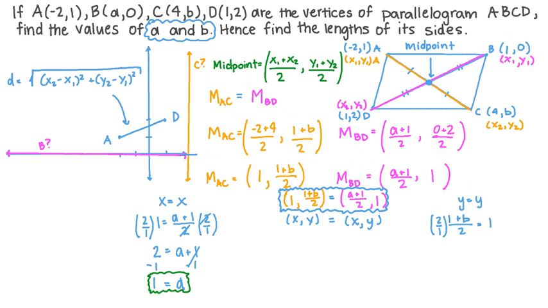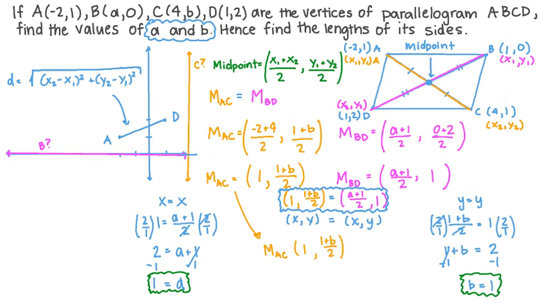Now for the y-coordinates, again, we need to get rid of the 2 in the denominator, so we multiply by 2 over 1 on the left side and the right side. On the left, the 2's cancel out. We're left with 1 plus b. On the right, we have 1 times 2 equals 2. From there, we subtract 1 from both sides of the equation, and we find that b equals 2 minus 1. b equals 1. Our second missing value is also 1, and that means that the vertex C is located at the coordinate (4, 1).